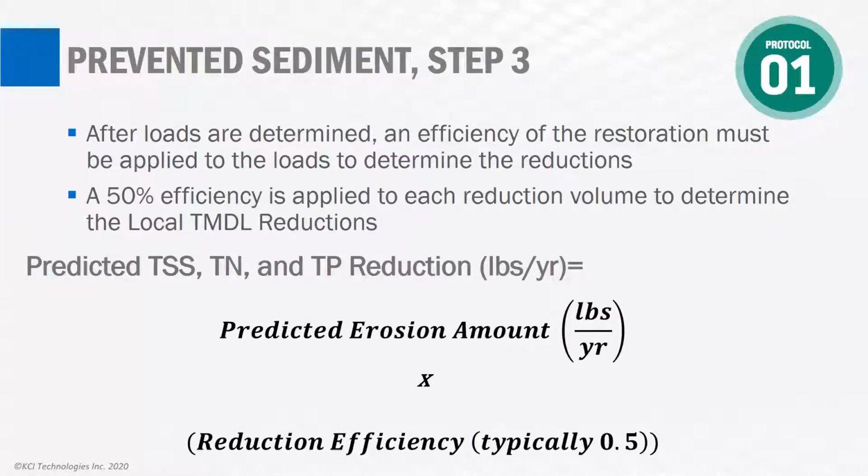So up till this point, all of the calculations are assuming that a restoration will prevent all potential erosion of existing conditions. So in order to be more conservative, an efficiency is applied, and that's typically 50%, meaning that a restoration will be 50% effective at reducing bank erosion. So the 50% can be refined with long-term post-construction monitoring data, but it does need to be approved by regulators.